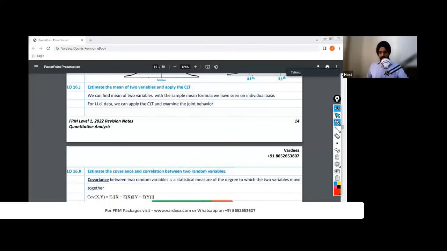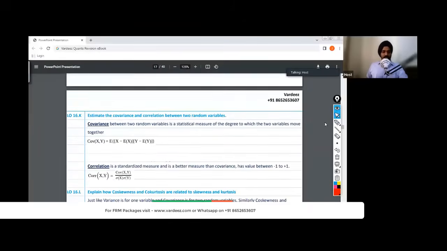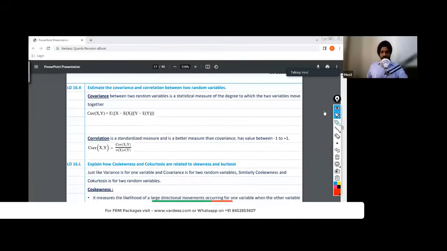What about the covariance and correlation between two random variables? Covariance means that we are talking about two variables. How do they move together? One goes up, the other goes down, and so on and so forth. So it tells you about the degree to which two variables move together. If you want to find the covariance, you take the observed value minus the expected value, the average, X minus mu, and over here Y minus mu.